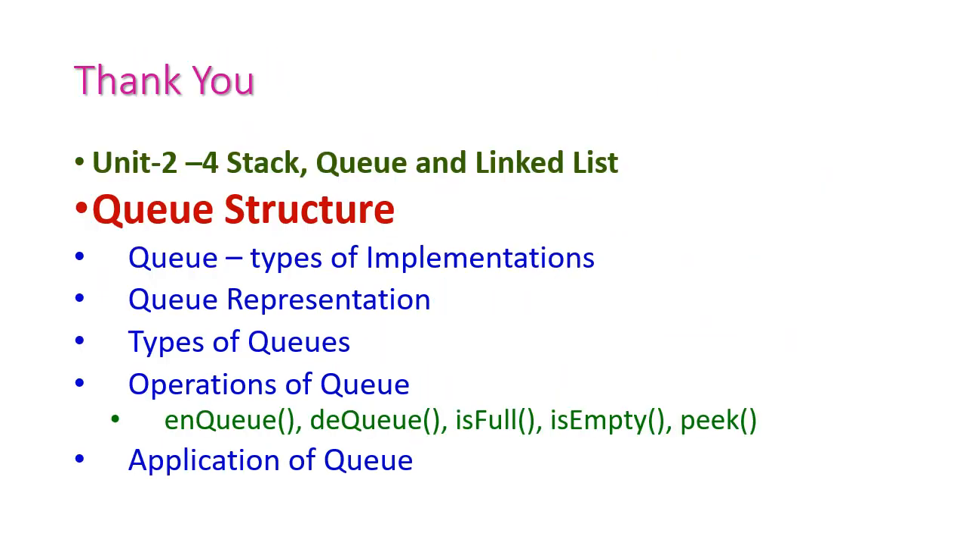So far, we have seen the queue data structure from the second unit. Here we have seen what a queue is and the different types of implementation, that is array implementation and linked list implementation. After that, the queue representation and different types of queues, and the operations of queue, that is enQueue, deQueue, isFull, isEmpty and peek. After that, we have seen the applications of queue.